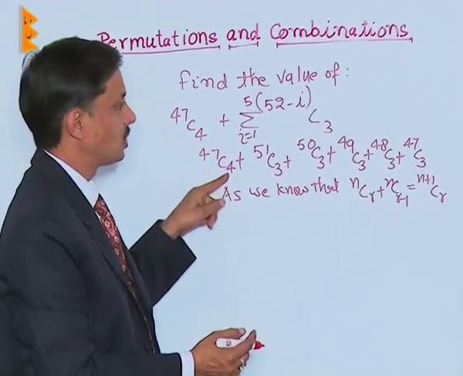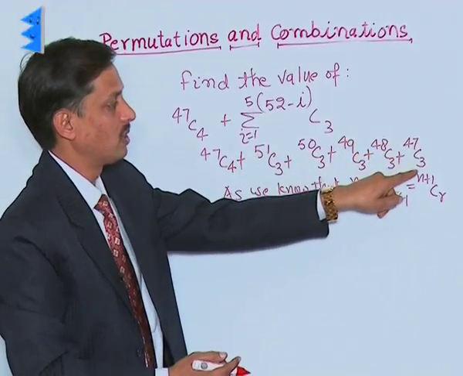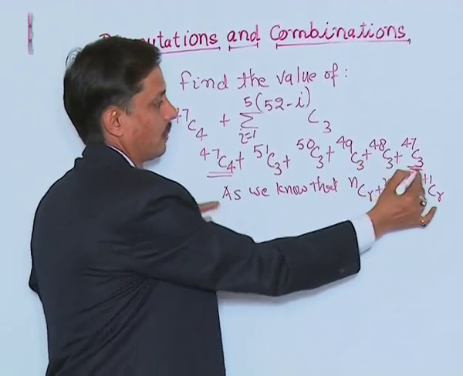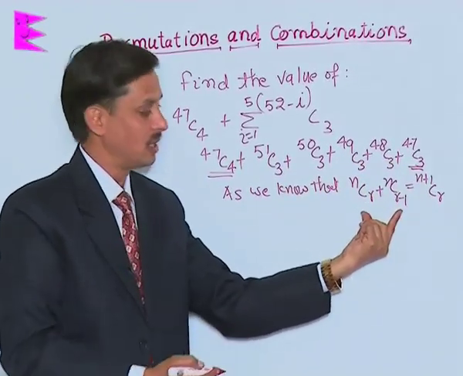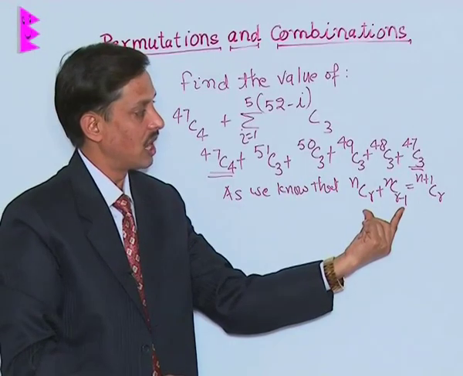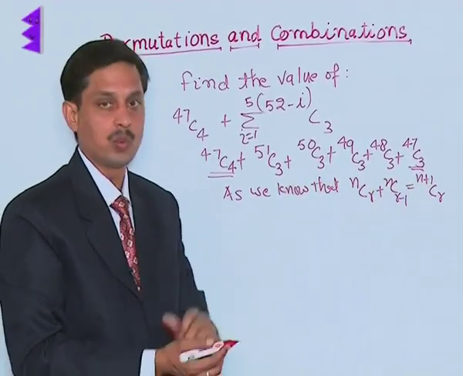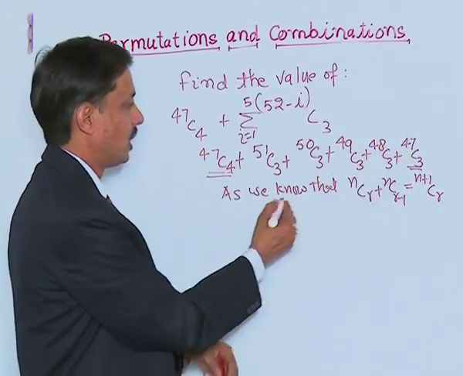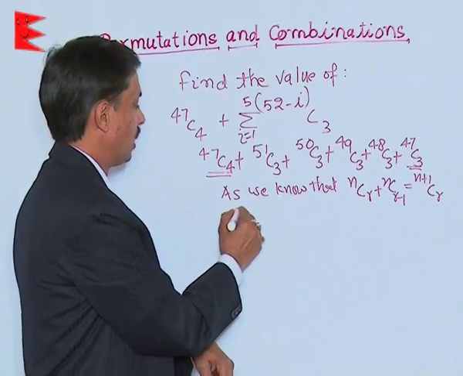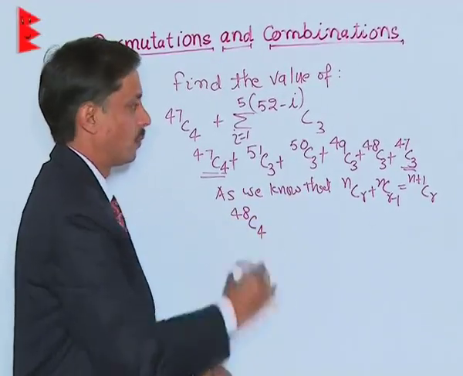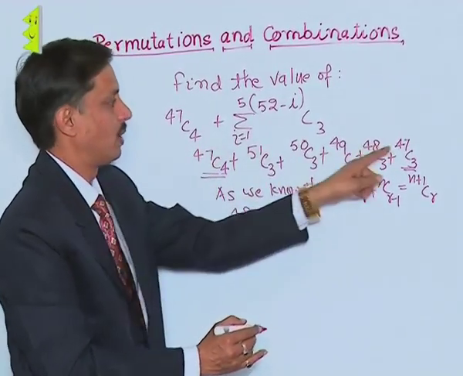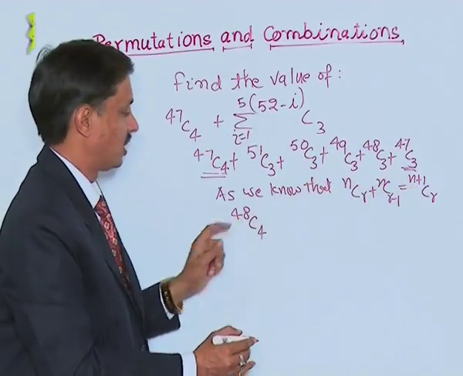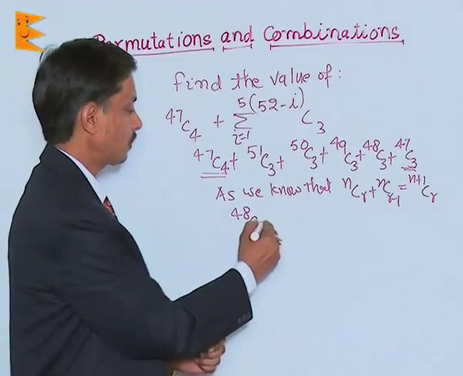So 47C4 plus 47C3. The combination of this and this, depending on the result nCr plus nCr minus 1, is equal to n plus 1 Cr. So what is 47C4 plus 47C3? By using this formula, we can write 48C4, because n is 47 on the left, and on the right-hand side it is n plus 1. So it becomes 47 plus 1, 48C4.